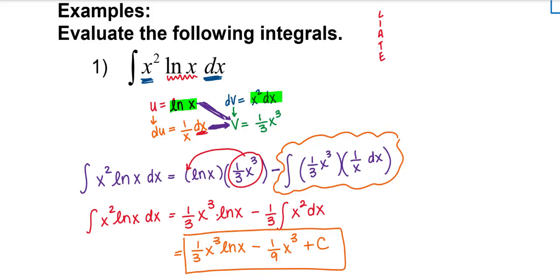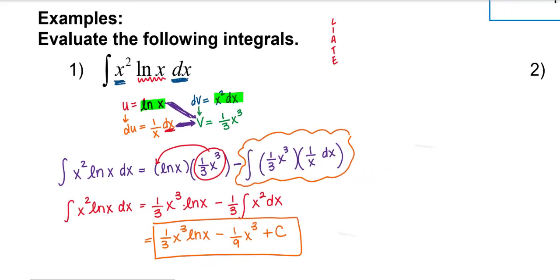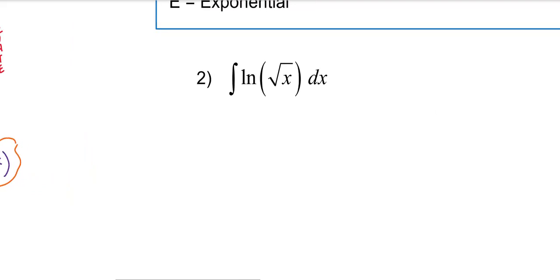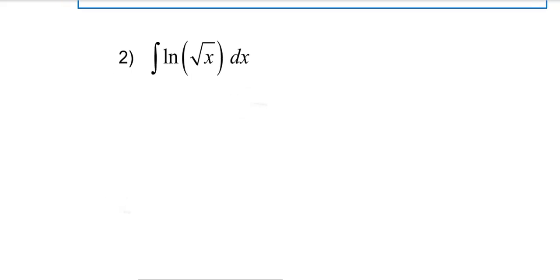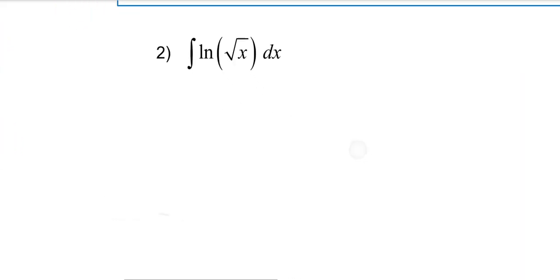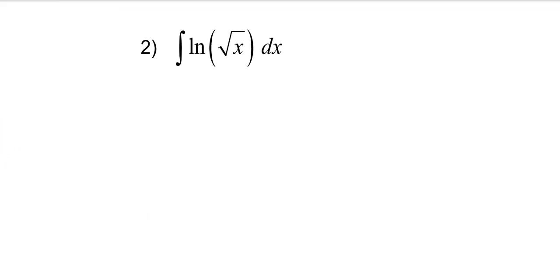Okay, let's do one more example here. Now I'm going to tackle this one two different ways, just so you can see some options. The first way I'm going to tackle it is exactly how it looks. So I'm going to leave it alone and just say that I was told in LIATE the very first thing is logarithmic functions. So who should be my u? Well, in the LIATE chain of command, natural log comes first. So I want my u to be natural log of that function.